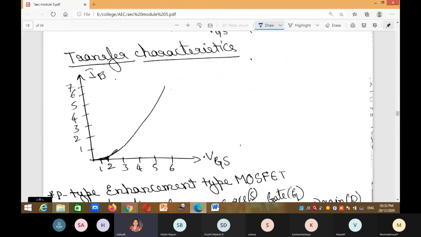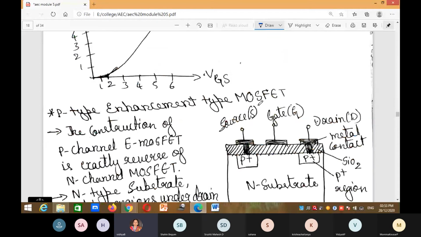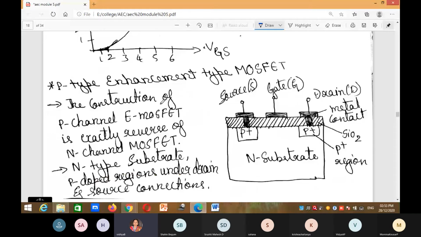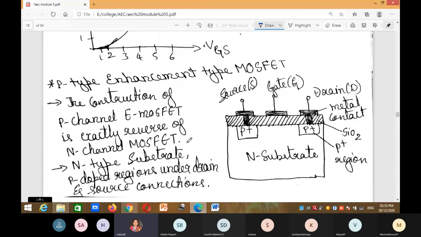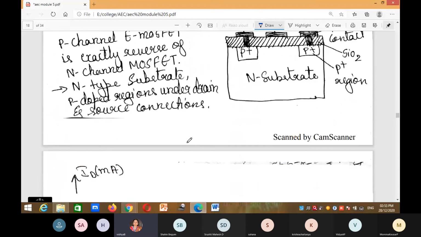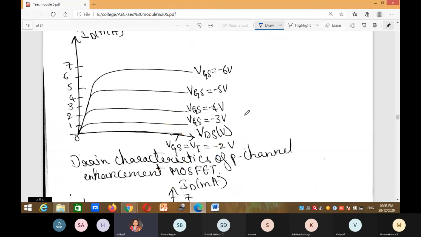Next is the P-type enhancement type MOSFET. Till now we have discussed the N-type enhancement MOSFET. This is a similar construction, only the change is in the construction: the P-channel E-MOSFET is exactly the reverse of the N-channel MOSFET. Here we use an N-type substrate, with P-doped regions under the drain and source connections. This is the characteristics and here the transfer characteristics.